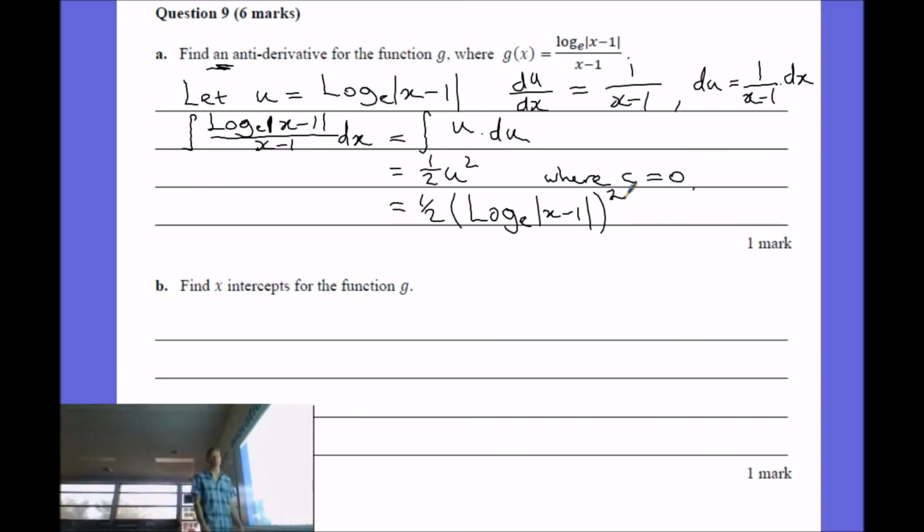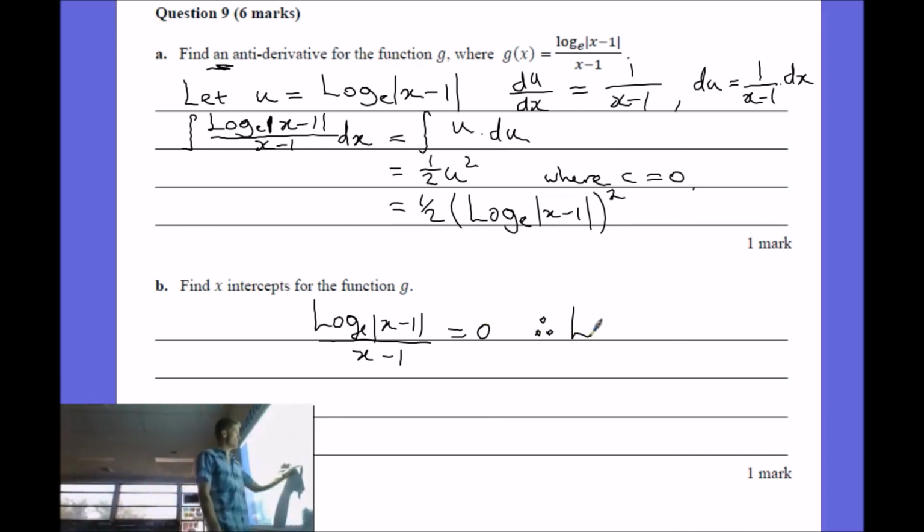X-intercept. The x-intercept is when we make y equal to 0. Okay, so x-intercepts is when log of x minus 1 on x minus 1 goes to 0. So only the numerator will equate to 0.